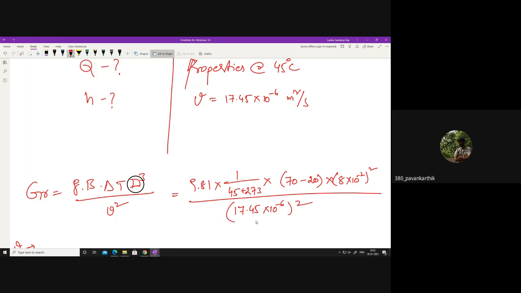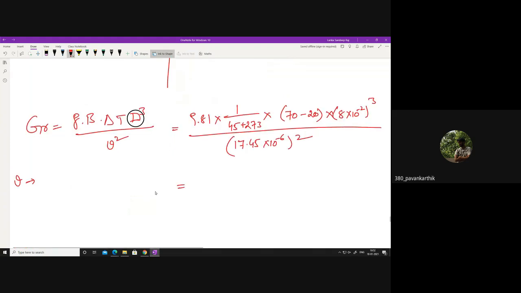Square is very important here. This is D cube, I have made a mistake here. It is 8 into 10 to the power of minus 2, whole cube, you have to take. So tell me, what is the Grashof value? 2593528.29. Am I right? Yes, sir.